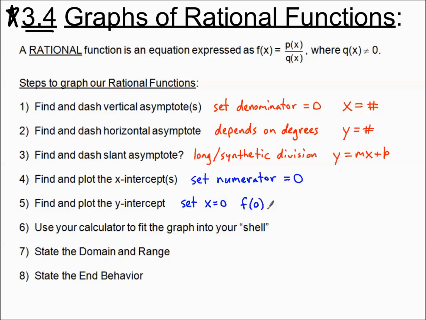Once you have all of these things and you've basically created a shell of what your graph is going to fit into, at least that's what I like to call it, the shell, then I'd like you to use your calculator and graph the thing on your calculator and see where all the little parts of the curves fit into your shell. Once you've done that, it's pretty easy to find your domain and your range, and I'd also like to state the end behavior.